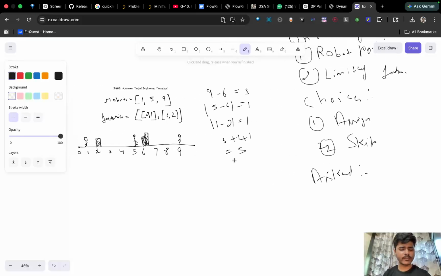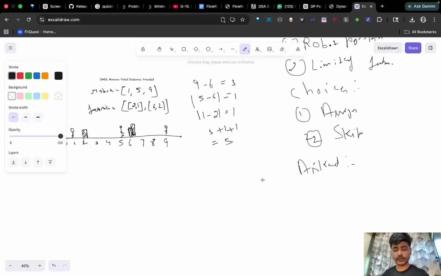The question is asking for the minimum distance each robot needs to travel. So we have to minimize something here. What we have to minimize is the distance, that is the difference between the positions of the robots and the factories. We have to minimize that variable.